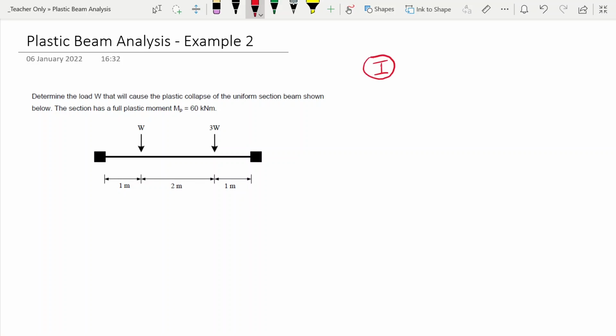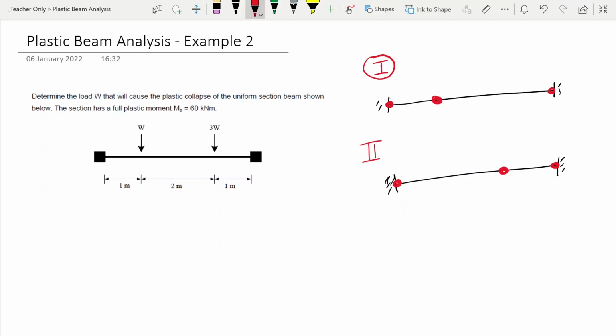So I'm going to first talk about the first one, which would have a plastic hinge on the left and the right support, and then a plastic hinge underneath the load W. The second collapse mechanism we can talk about is the one that also has plastic hinges at the support, but now has the other plastic hinge underneath the load of 3W.